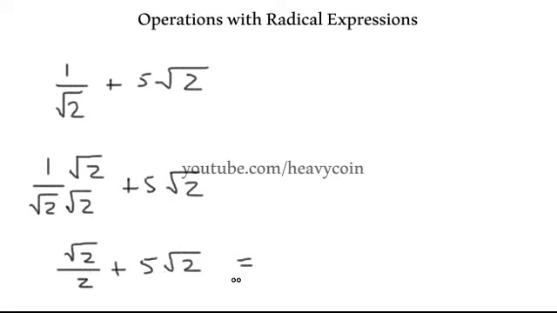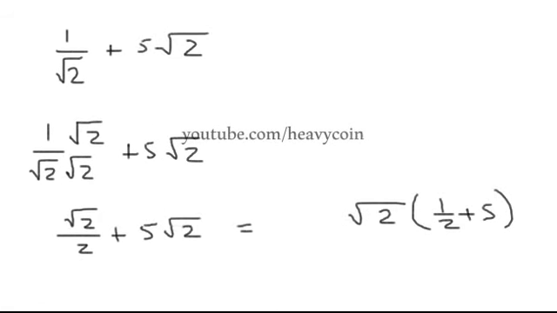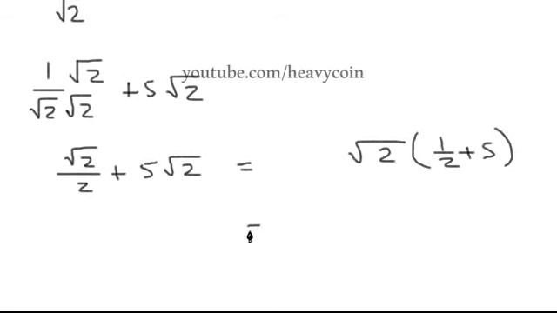So what we have now is a half plus 5. In other words, if I were to factor out that square root of 2, we'd be left with a half plus 5. So now we're down to solving a fraction here. So that's 10, 11. And of course I write that 11 on this side over 2. Right, 11 times square root of 2 over 2.